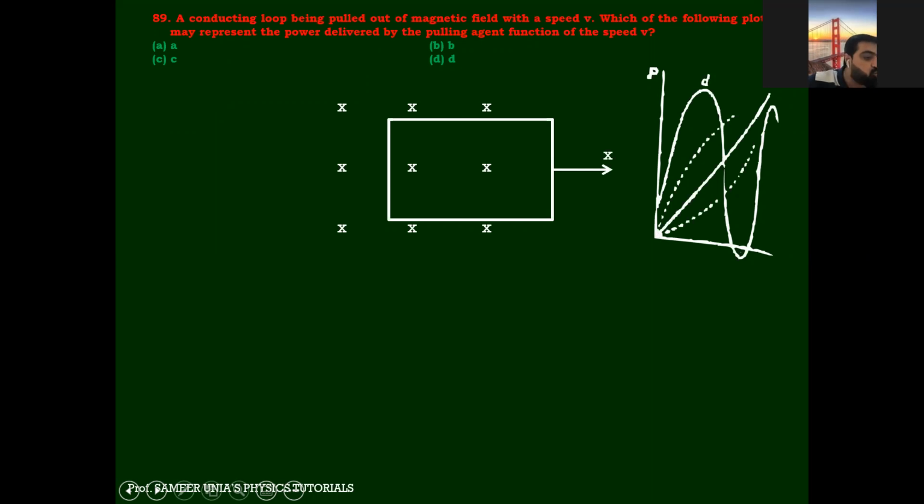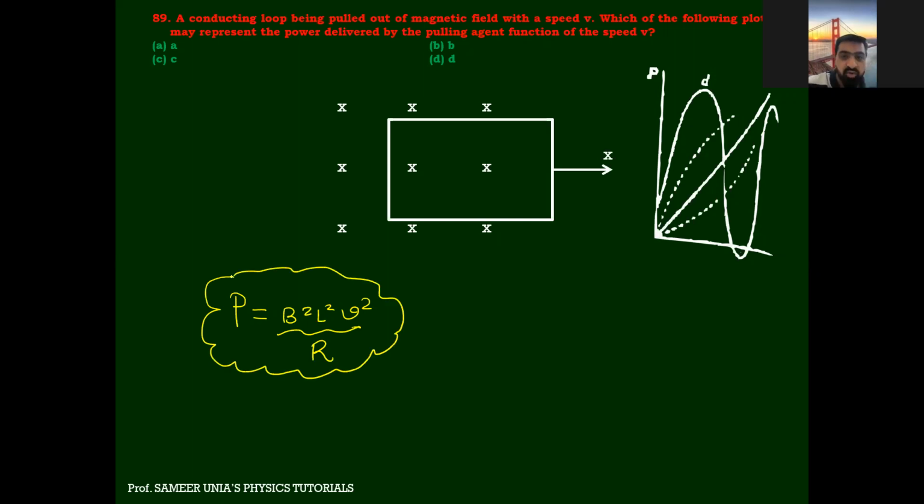A conducting loop is being pulled out of the magnetic field. Which of the plots is the power delivered by the pulling agent? If you remember, Nishka, last question to you. What is the formula for power delivered? If you remember, I had given you in the synopsis. B square L square V square by R. You know this formula.